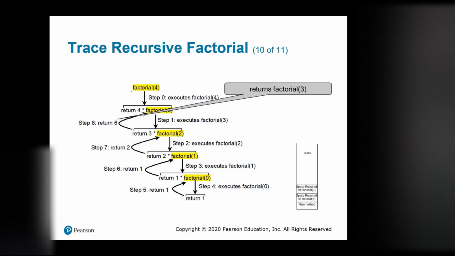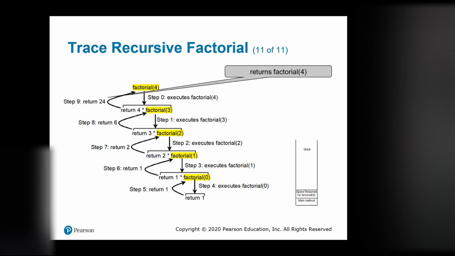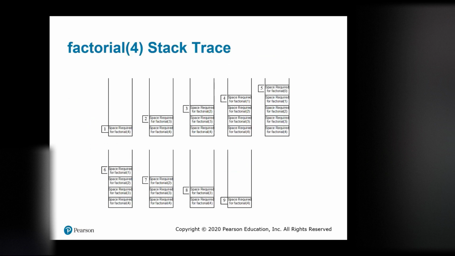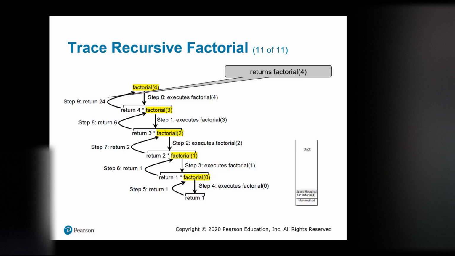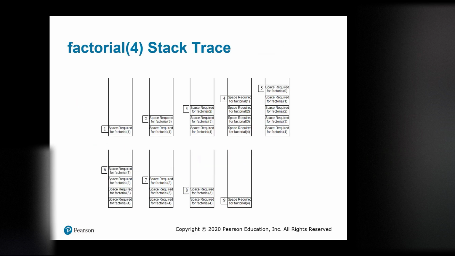So the value of factorial 3, 6, is returned now to factorial 4, and we calculate 4 multiplied by factorial 3, which is 24. So that value will be returned to factorial 4, and we no longer need the space required for factorial 4. So now in the end, you will see that we return the factorial 4 value to the main function, and then the space we no longer require.